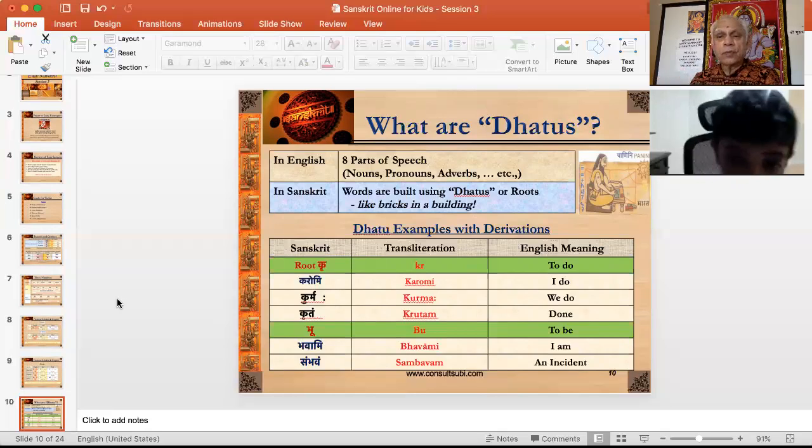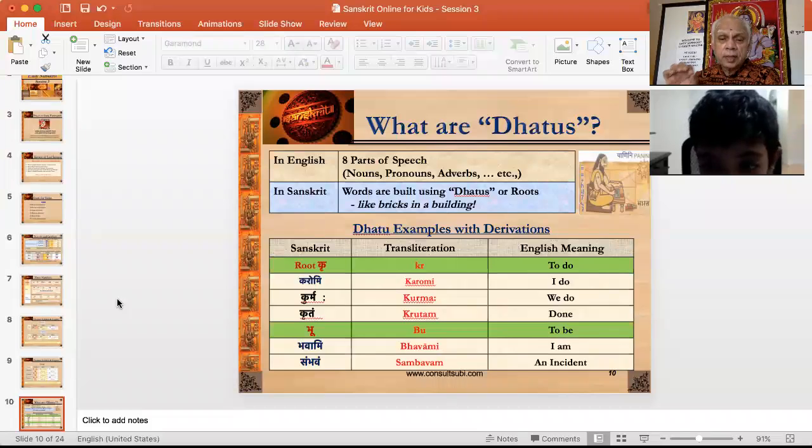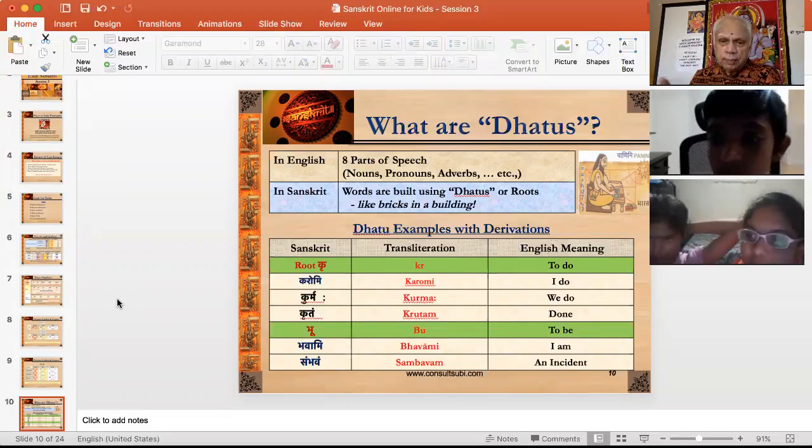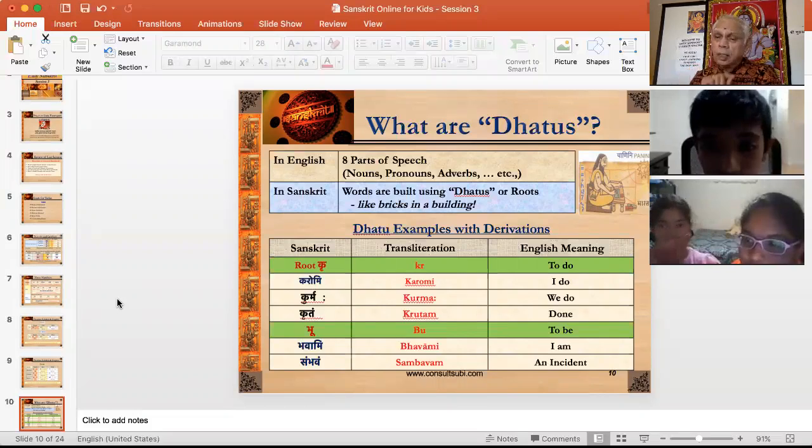Kurmaha means we do. Kritam, done. I think I told you what is the meaning of samskritam, right? Samskritam. Sams means well. Kritam means done. Samskritam means well done. It is a language which is very well done. The meaning itself is contained in the word Samskritam. So these all come from one root called kr.